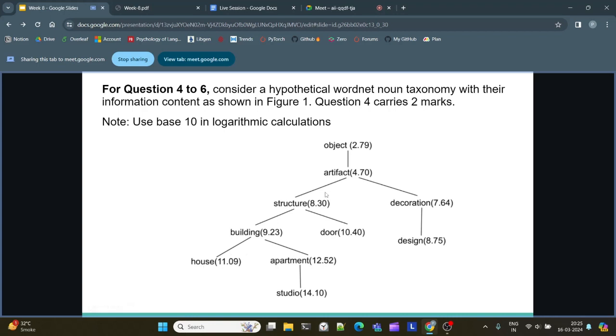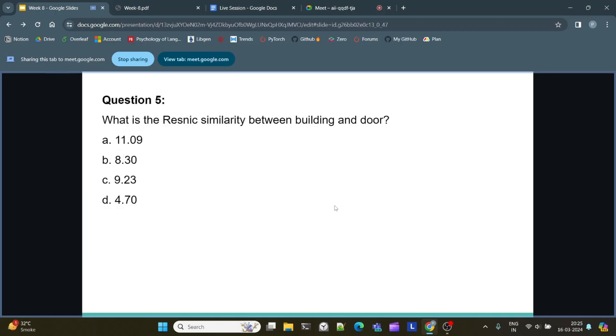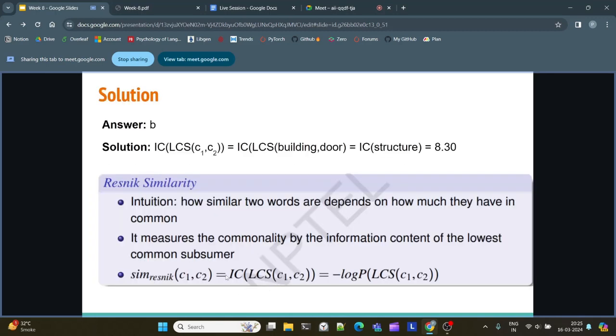Okay, sorry, we have to confirm. Building and design structure. Yeah. And now the values that are given here are the information content, the number that is in brackets. So you have to use this formula, the information content formula. This is for when the probability was given, then you have to use the second formula.